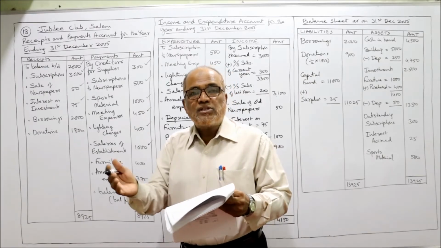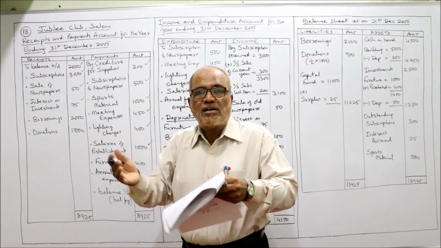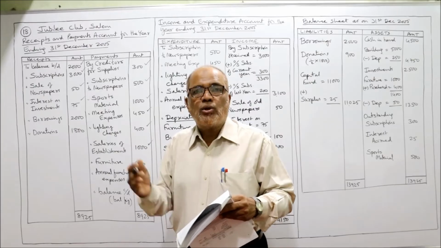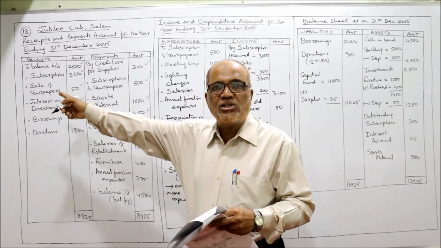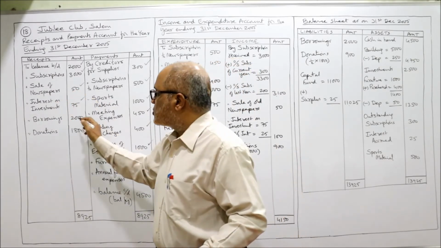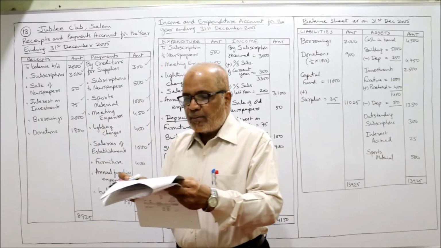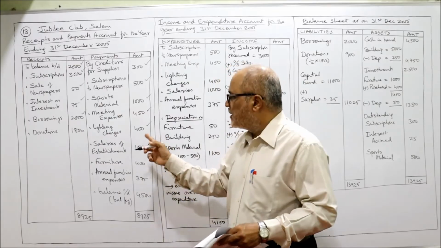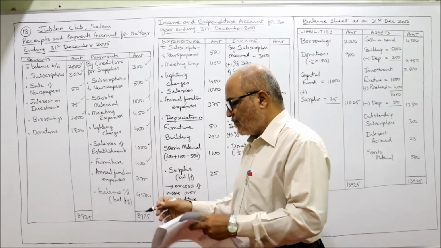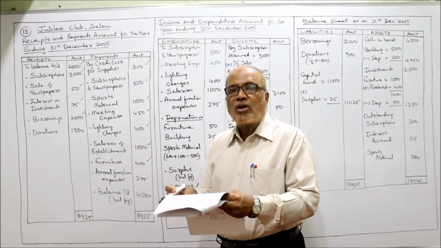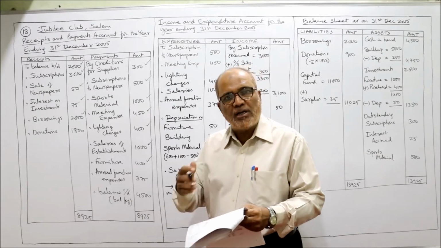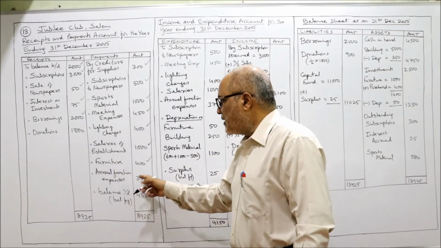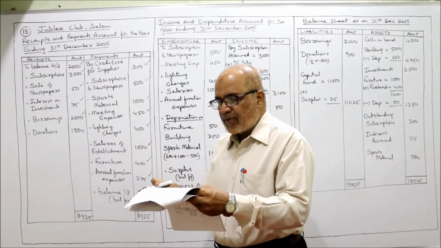Borrowings. That means during the year some amount is borrowed. So there is cash inflow, receipts of cash. So borrowings 2,000. Then purchase of furniture. When furniture is purchased, there is a payment. So by purchase of furniture 400. Expenditure on annual function, it's a payment. So expenditure on annual function 375.